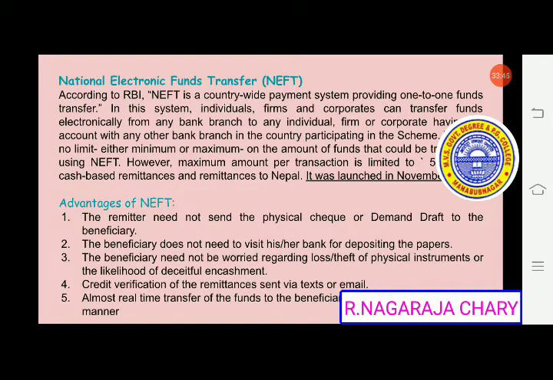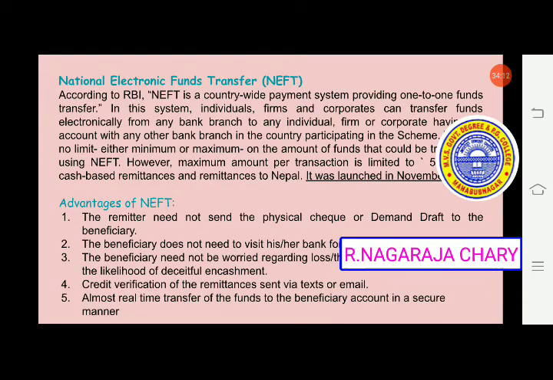The beneficiary need not be worried regarding loss, theft of physical instruments, or likelihood of encashment. So that's why physical instruments are not required. And credit verification of remittances is sent via text or mails. So whatever credit verification details are required, those are sent to the other side through text or emails.